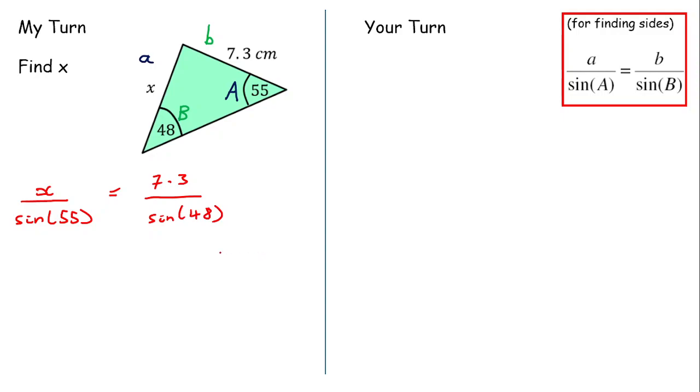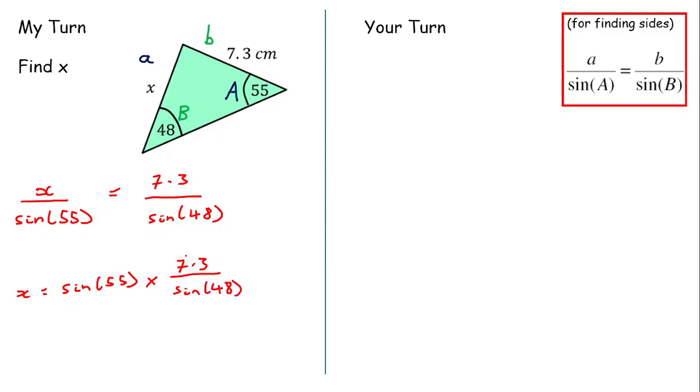Now we've just got to do a little bit of rearranging. I've got x over sine 55 is equal to this bit here. Because I'm dividing through here by sine 55, to get this up here I've got to multiply through by sine 55. So I will get x is equal to, to get rid of that dividing there, I've got to times both sides by sine 55. So I will get sine 55 multiplied by this 7.3 over sine 48.